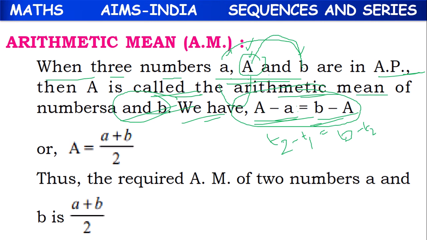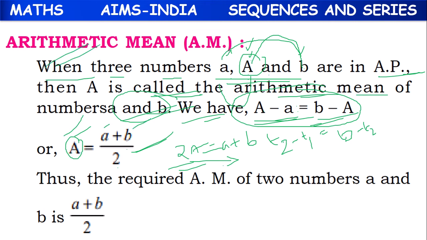If this a comes to this side and this minus a goes to this side, it will become 2A equal to a plus b. Or if this 2 is taken to the right-hand side, it will become A equals (a plus b) by 2. So this capital A equals (a plus b) by 2, and this capital A is considered as the arithmetic mean of small a and small b. So the arithmetic mean of these two numbers a and b is in the form of (a plus b) by 2.